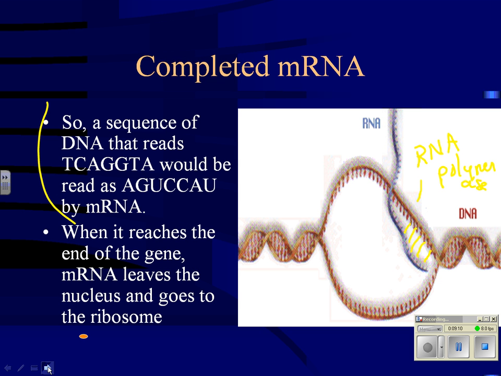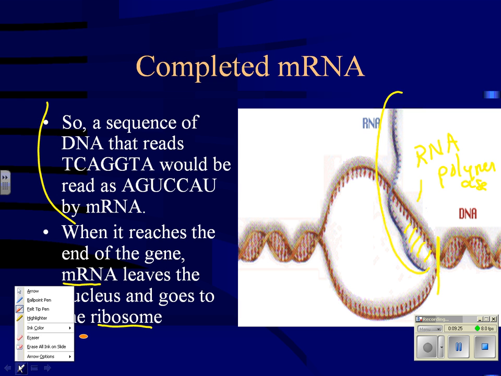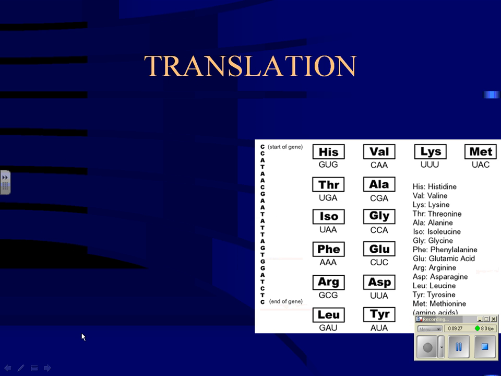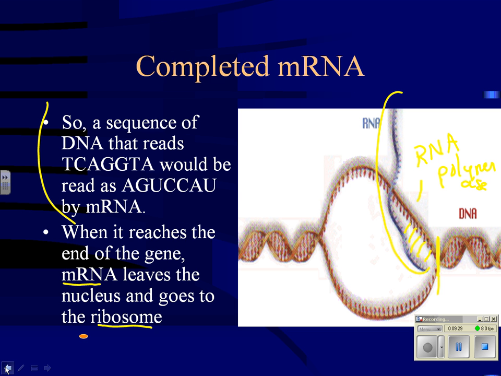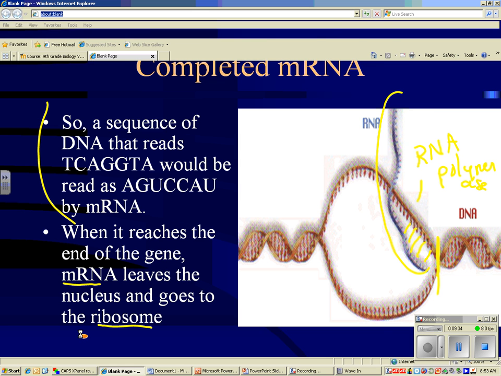When the messenger RNA is made and it reaches the end of the gene, the messenger RNA leaves the nucleus and goes to the ribosome. And again, I'll click on this time, but I don't think that hyperlink is going to show up very well. I'll try it on the video here.